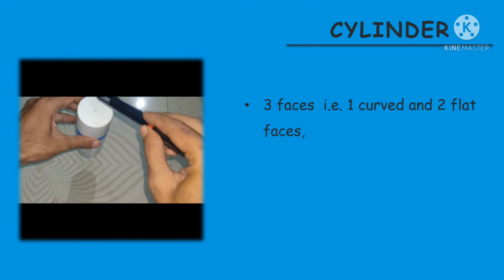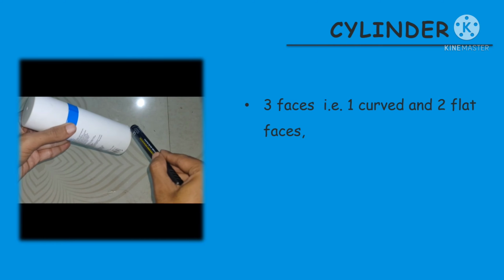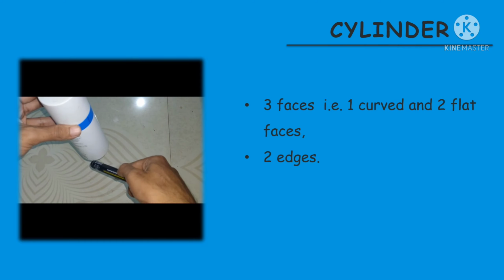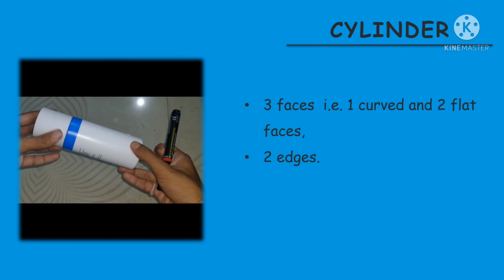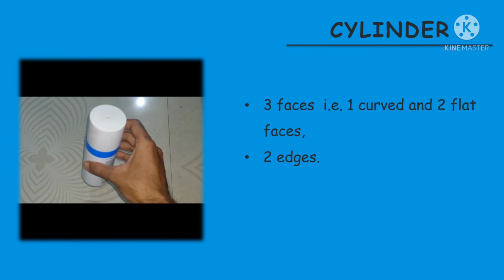This is a cylinder. See this marker. It is also a shape of a cylinder. A cylinder has 3 faces. So 1, 2 and 3. So these are the 3 faces. There are 2 edges, 1, 2, and as you can see, it is curved and so there are no vertices.